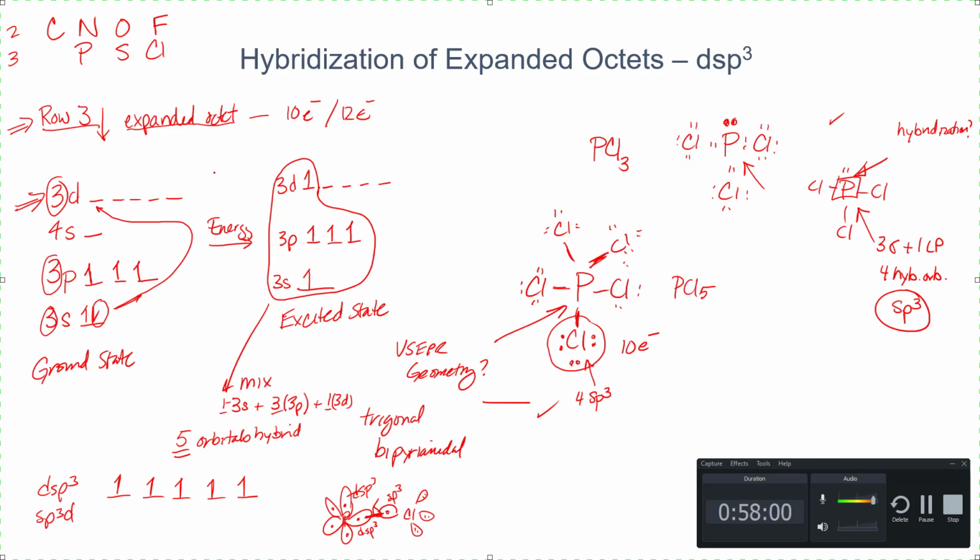And you're not allowed to hybridize orbitals of mixed principal quantum numbers. So anything that's row 2 does not have a 2d. Only in row 3 do you now have access to the d orbitals. So that's why it's row 3 or lower to form the expanded octets, because you need the 3d orbital, or then 4d or 5d, whatever. But the first d orbital is the 3d. So that gives us dsp3.